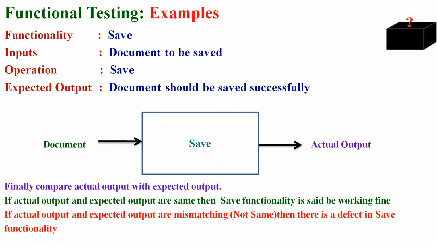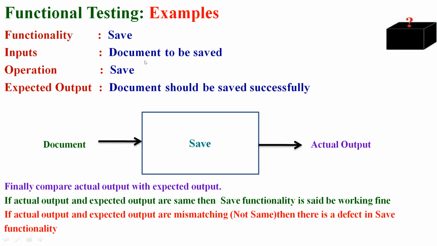Next is save is also a functionality example. The save option will be there in so many applications, like say Word or Excel sheet or MS PowerPoint, in so many other applications also, online applications. Save option will be there. That is called a functionality save. Now the name of the functionality is save. I wanted to save the document, say in MS Word or in Excel sheet or in PowerPoint presentation, whichever the document it may be. And the operation is save.